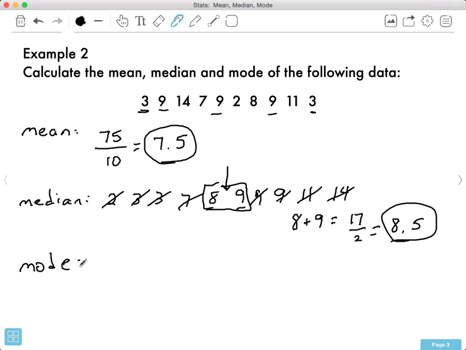And then the mode for this data, now we have 2 3s, and we have 3 9s. Remember, the mode is the number that occurs most often, not a number that occurs more than once. So even though the 3 shows up twice, it's still beaten by the 9 that shows up 3 times. The 9 shows up more than any other number, so our mode is just 9.